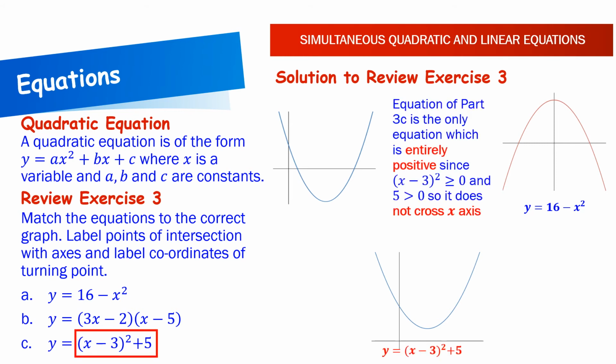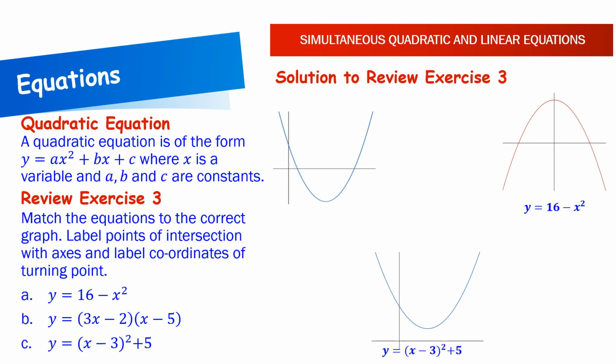Now the equation in part 3c is the only equation which is entirely positive, because x minus 3 all squared is greater than or equal to 0, and 5 is greater than 0, so it does not cross the x-axis at all. And so we've matched the third diagram to equation C. That leaves us with the remaining graph, which is B. So that has to be the first one, although there are more mathematical ways of finding this out as well.